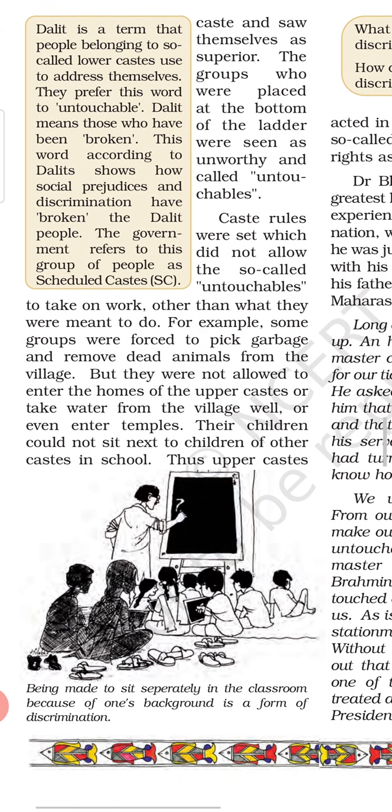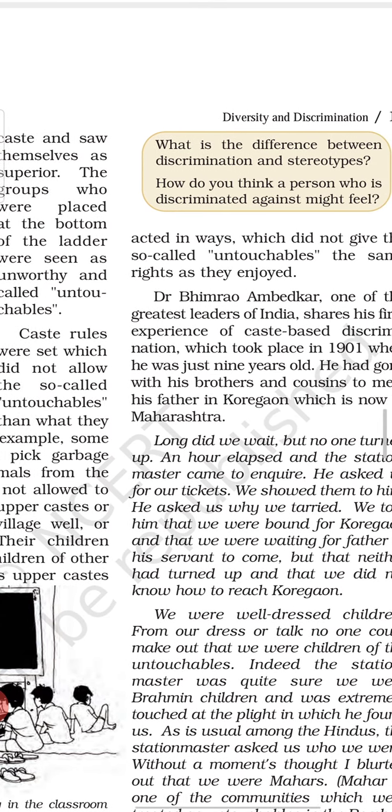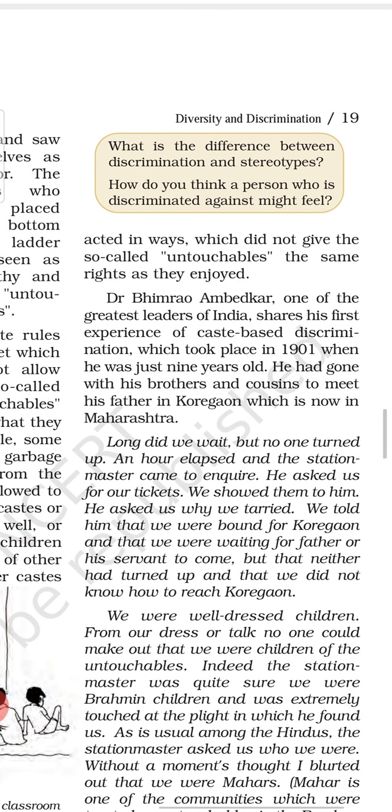Thus, upper caste acted in a way which did not give the so called untouchables the same rights as they enjoyed. So, this was the discrimination. They were forced to do this work. Their children were not allowed to go to school or not allowed to sit next to the children of people who were from the higher caste, and a lot of restrictions were there.